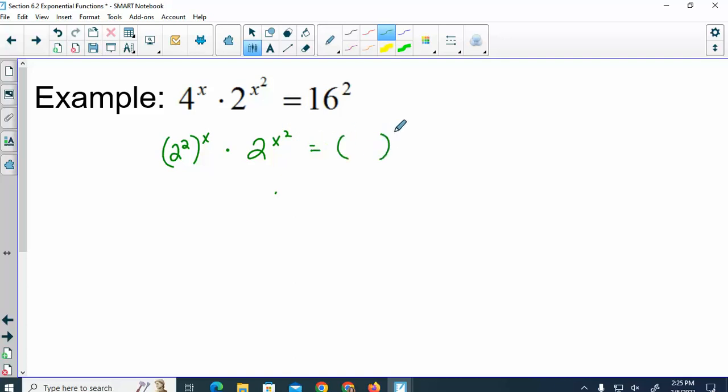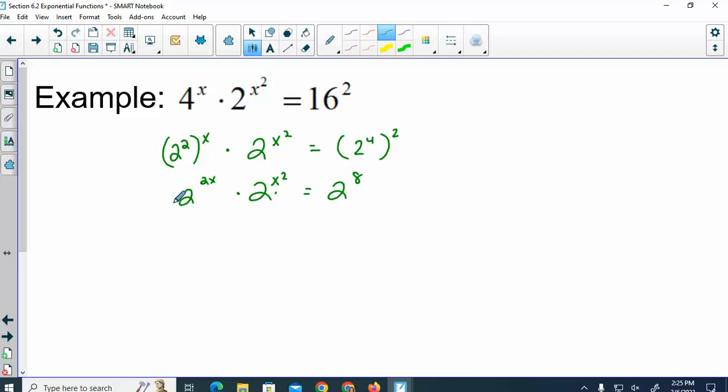equals 16. What could I make that? 2 to the 4th. Power to a power, what do you do with those exponents? Multiply. So we have 2 to the 2x times 2 to the x squared equals 2 to the 4.